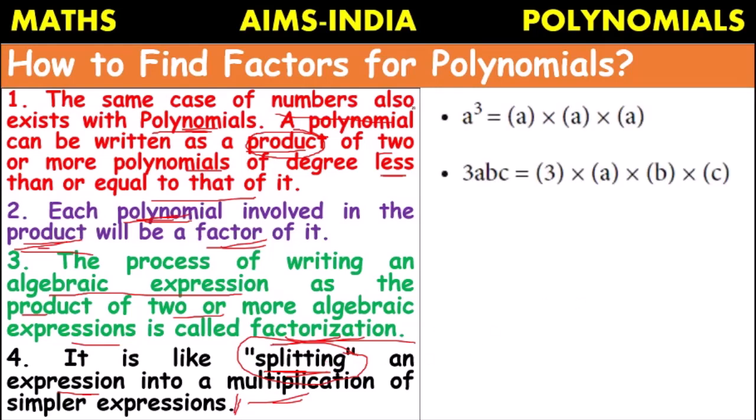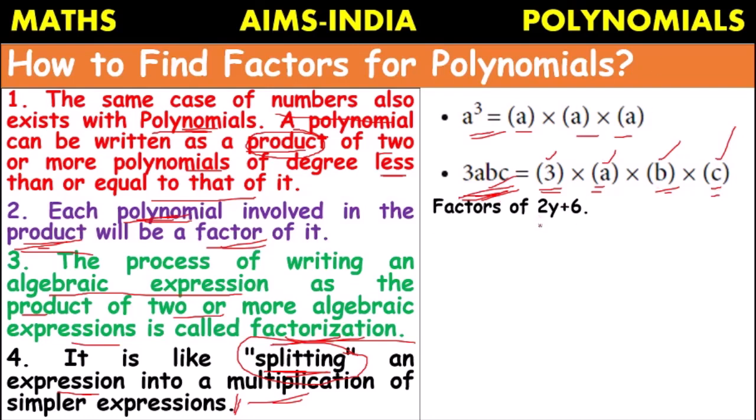Suppose we have a cube. How can we split a cube? a into a into a. So here a is considered a factor of a cube. Or suppose we have 3abc, which is a monomial. If we have a monomial, we can easily tell its factors. We can write 3abc as a product of 3 into a into b into c. So all these four, 3, a, b, c, are considered factors of 3abc. Let's see one more example.